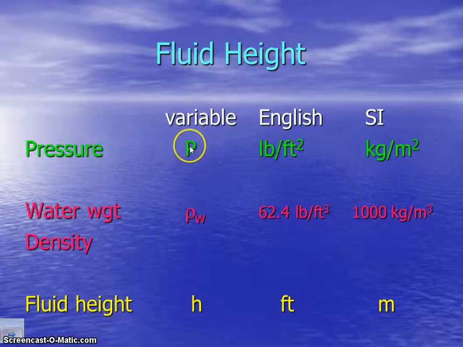Again, pressure is P. This time notice that we have pounds per square foot and kilograms per square meter. Water weight density is the funny looking P, which is actually the Greek letter rho, so you can differentiate it from regular pressure. W stands for water weight, or you can just say weight density if you're going to use it for something else. Here it is for water: 62.4 pounds per cubic foot in English, or 1,000 kilograms per cubic meter in SI.